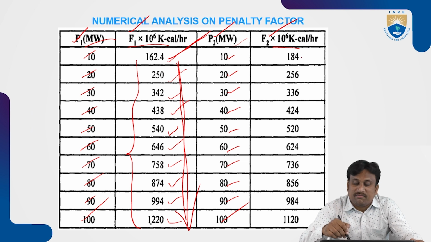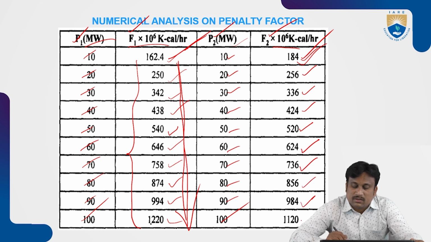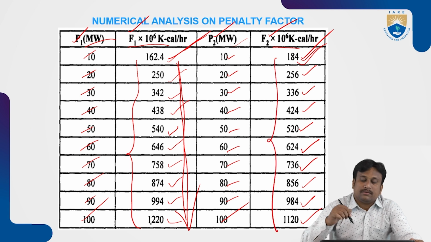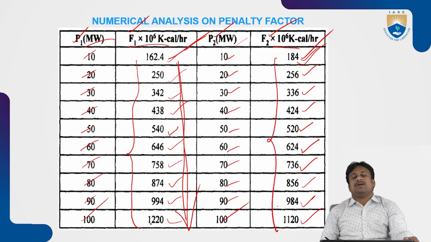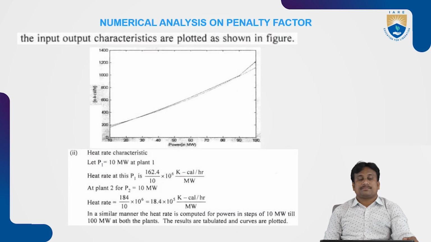Coming to F2, it also starts with 184, then 256, 336, 424, 520, 624, 736, 856, 984, 1120. So the order follows like that. This is the increasing order of both the fuel costs F1 and F2.